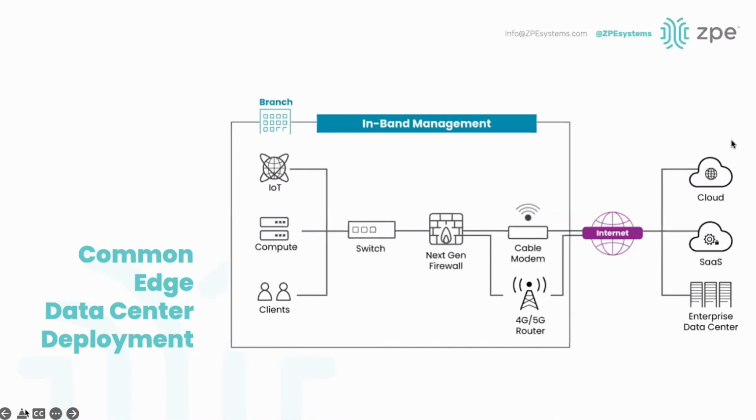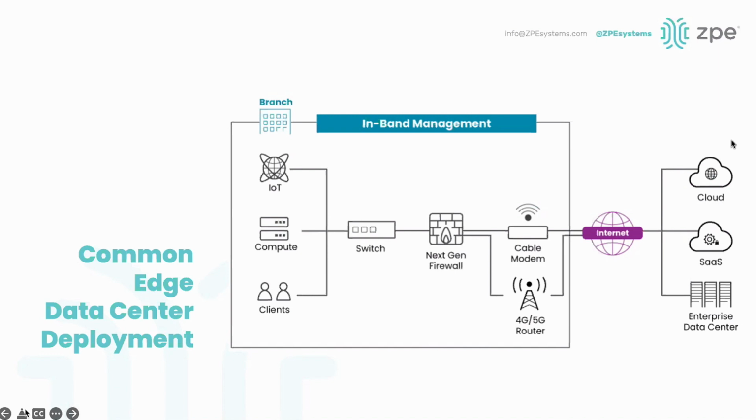So roughly, what does it look like? What does a branch look like for most companies today? On the right-hand side, you typically have your applications. Those might be SaaS-based applications. They might be in the cloud or in your enterprise data center, and your branches, your edge locations, are connected to them through an internet connection. Typically, they have some form of cable connection, could be cable modem, VDSL modem, fiber, MPLS, whatever you might have. And more companies have a wireless connection, a 4G, 5G connection as well.